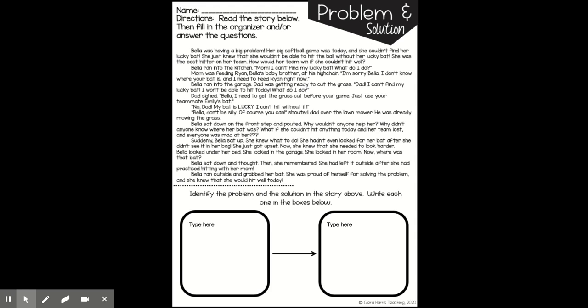Bella ran into the kitchen. Mom, I can't find my lucky bat. What do I do? Mom was feeding Ryan, Bella's baby brother, at his high chair. I'm sorry, Bella. I don't know where your bat is, and I need to feed Ryan right now. Bella ran into the garage. Dad was getting ready to cut the grass. Dad, I can't find my lucky bat. I won't be able to hit today. What do I do? Dad sighed.